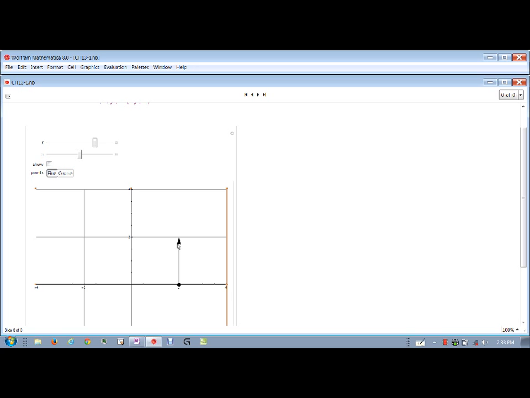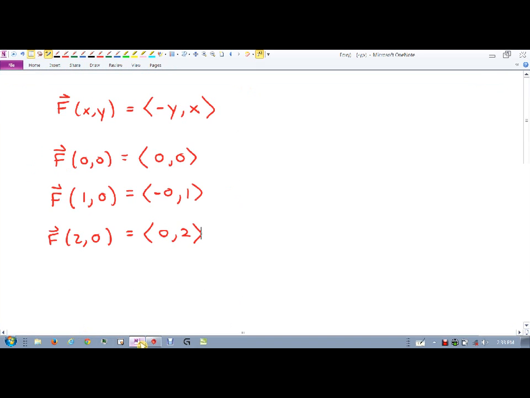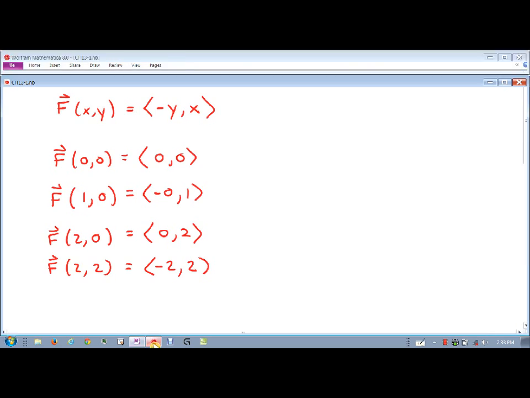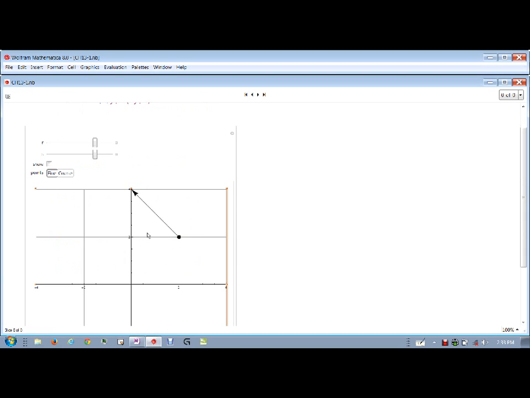Now what happens if I start throwing in something a little more interesting, like if I go up 2. So at 2, 2, what's happening there? The negative y is negative 2, and then x is 2. So that's a vector that points to the left 2, up 2, right? Left 2, up 2. And you can see here with this picture, left 2, up 2. Yes?